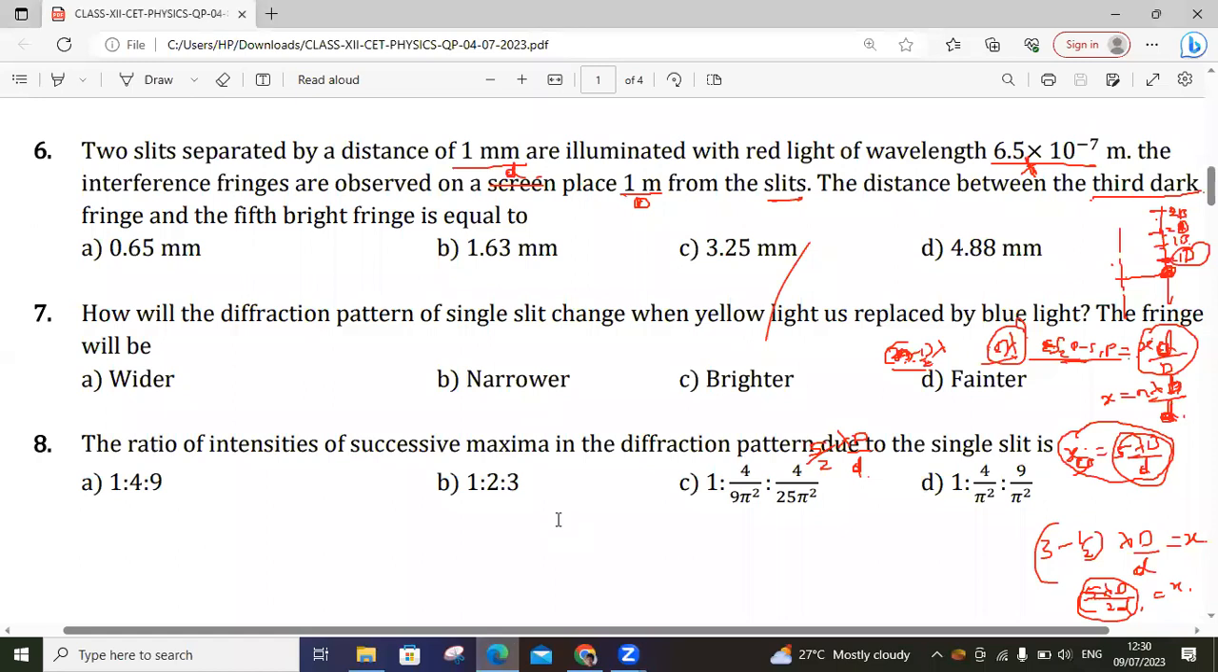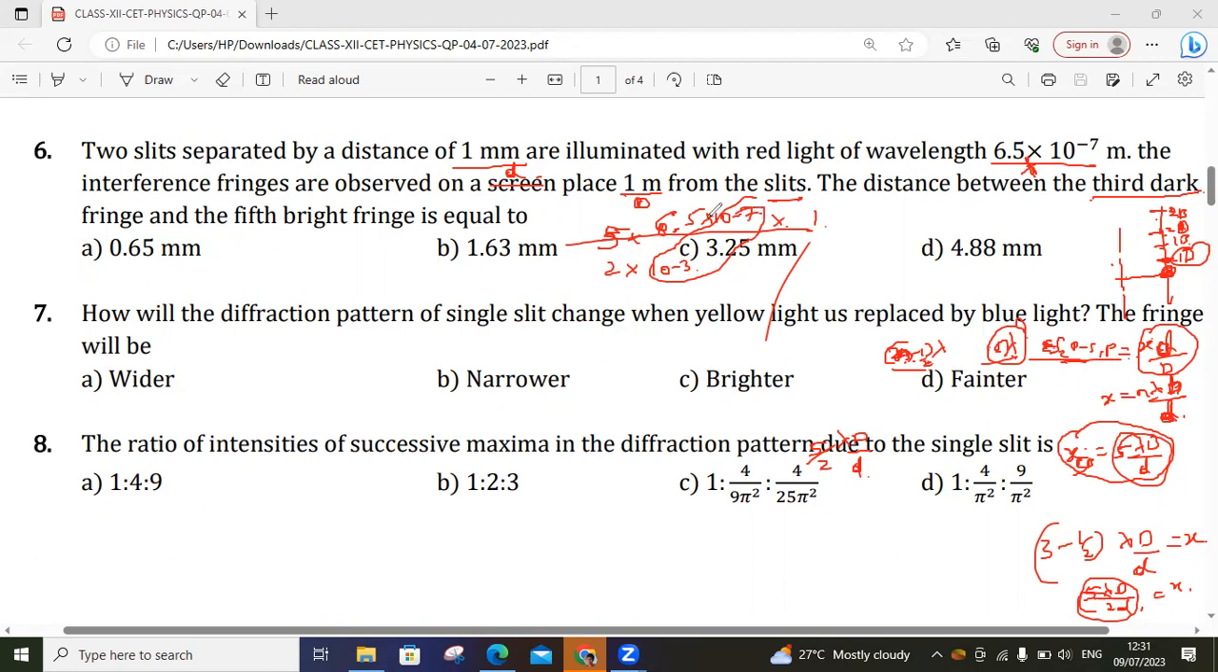Okay. So 5 lambda d by 2d. Substitute it. What will we get? 5. Lambda is how much? 6.5. 0.5 into 10 power minus 7. Lambda d, capital D is 1 by 2, small d is 10 power minus 3. So this will be 10 power minus 4.